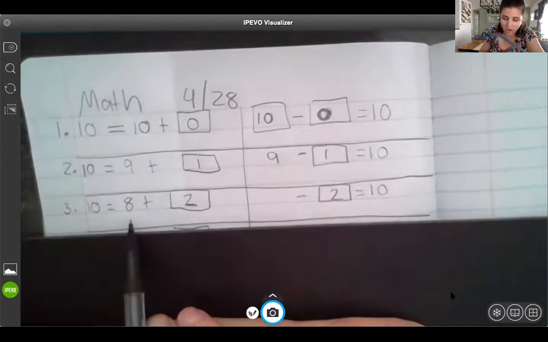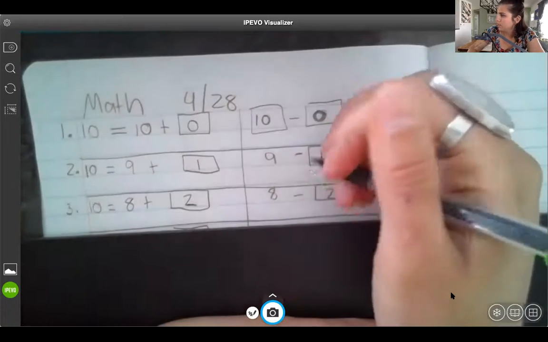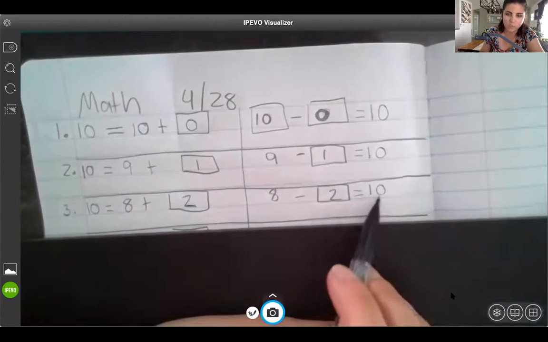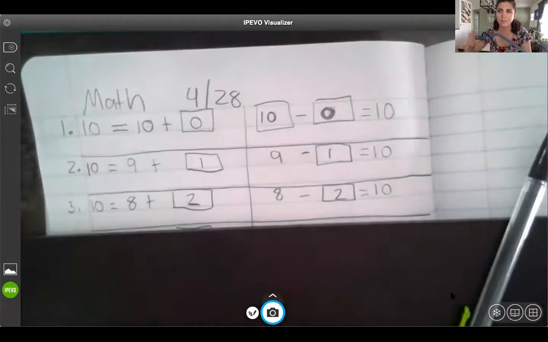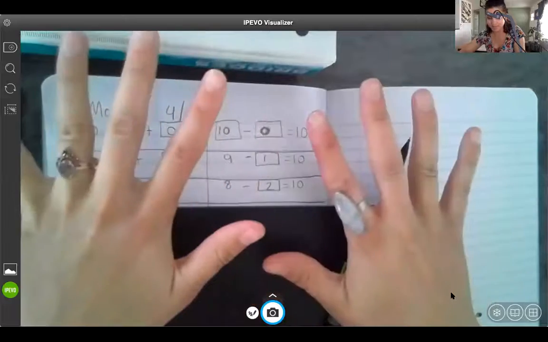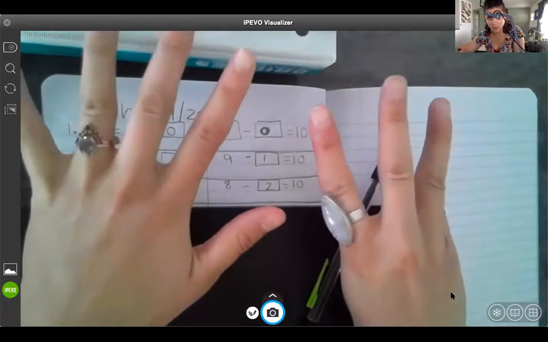And what number have we not used? 8. So let's go over this equation. 8 minus 2 equals what? 10. Yeah, if you need to solve it, I wish we had number racks, but we do not. But take your 10 fingers. Take 8 of them. 5, 6, 7, 8. Take away 2 of them.